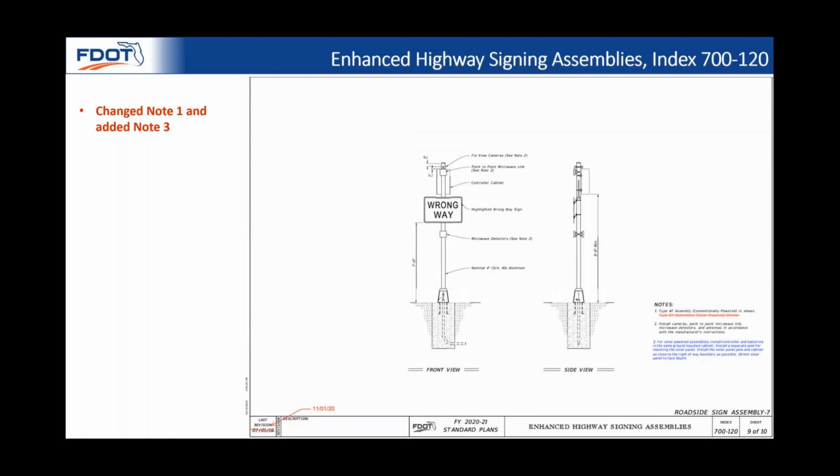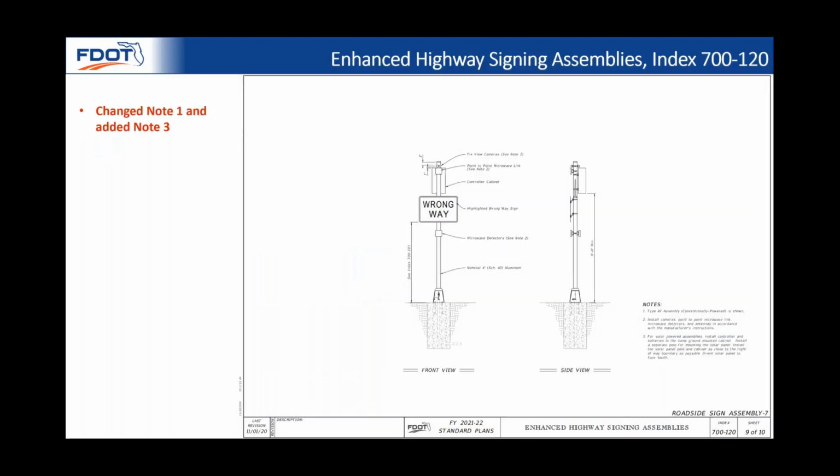We have also actually made one revision to this index with a recent errata. To ensure there's no contradicting information provided, the dimension here was removed and a reference to index 700-101 was added instead. Here's the updated sheet 9 with the new note 3 added and the 700-101 referenced.